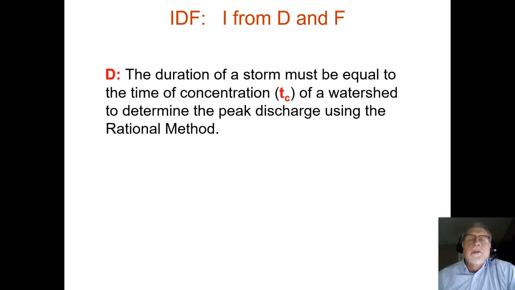All right, so with Q equals CIA, where do we get the I? Well, the I comes from an IDF curve or IDF table. So I need to have the D, the duration, and F, the frequency, to come up with the I. So the D, the duration of a storm, must be equal to the time of... so what duration do I use? So I said it rains 1 cubic foot per second, but what duration was that for? So the duration we use for this is from something called the time of concentration of a watershed.